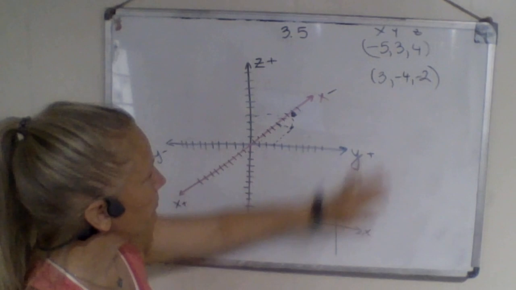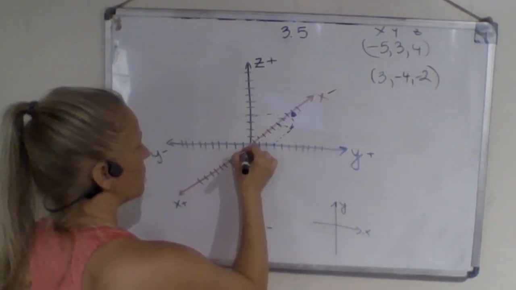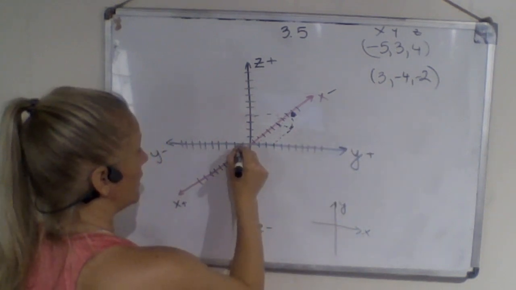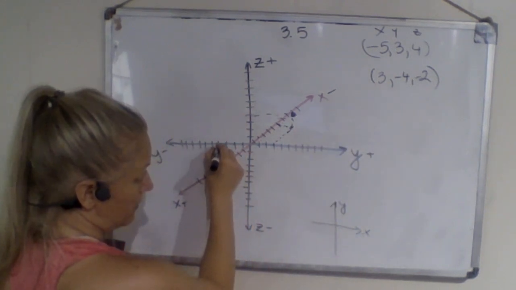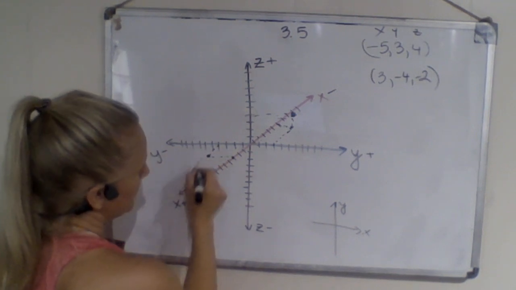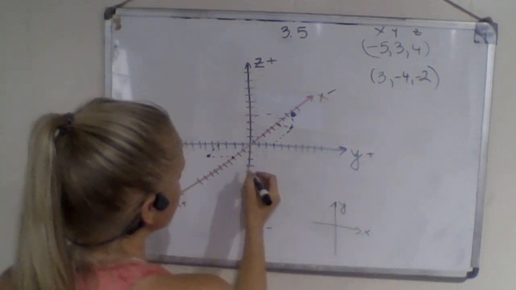Let's try another one. X is 3. Where would x be 3? 1, 2, 3. My y is negative 4. 1, 2, 3, 4. This is about where we are. So if I bring this like this, they meet right here. My z is negative 2.